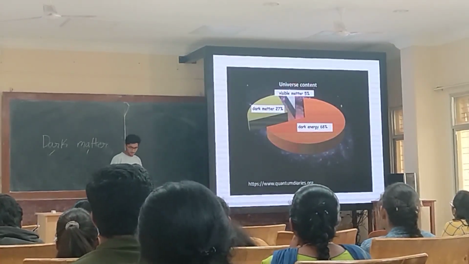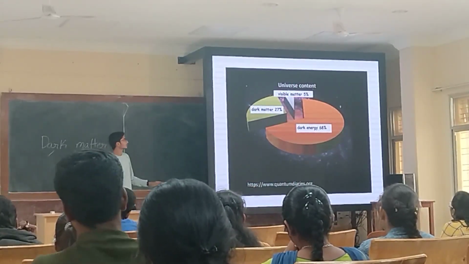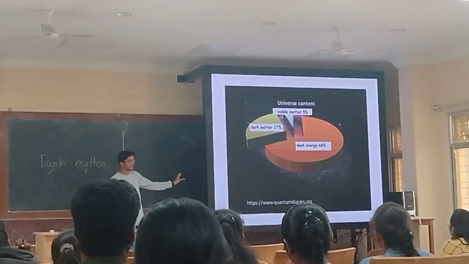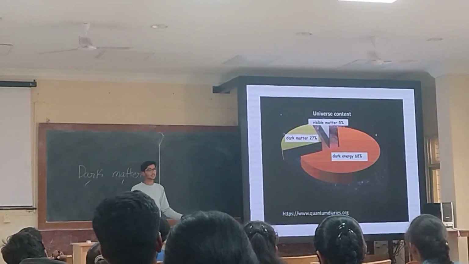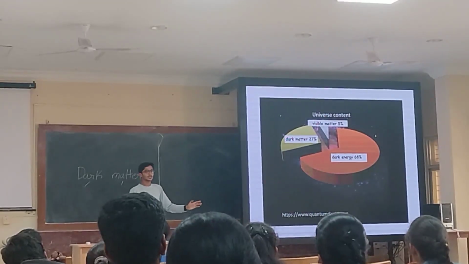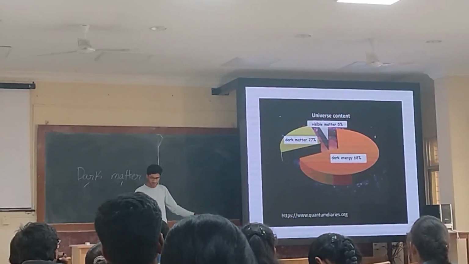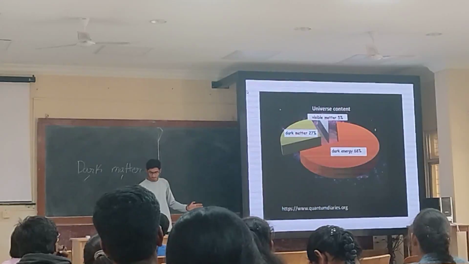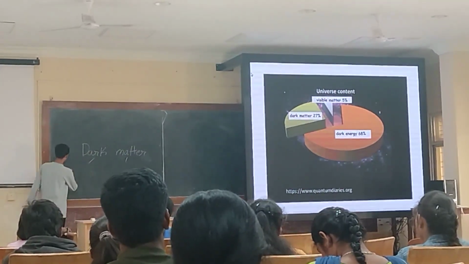If you look at how the universe is made, 5% of the universe is made of visible matter. That is what you see here: the planets you see, the solar system you see, the galaxies you see. Other than that, 95% is covered with dark energy and dark matter. So before moving to dark matter directly, we need to know some points to understand dark matter clearly.